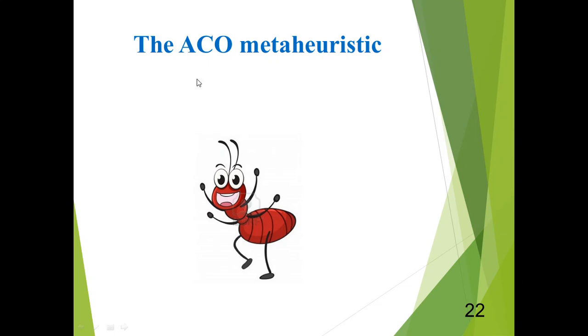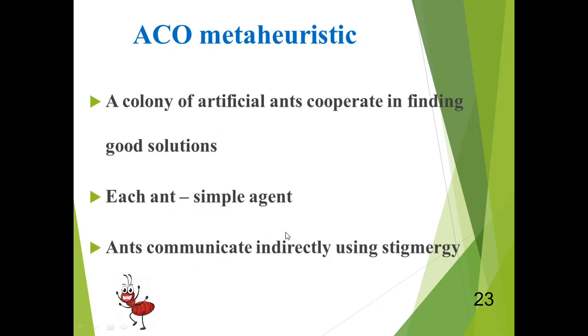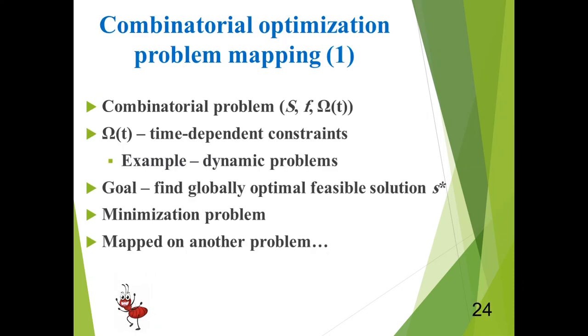The ACO, the ant colony optimization metaheuristic: a colony of artificial ants cooperate in finding good solutions. Each ant is a simple agent, and ants communicate indirectly using stigmergy.